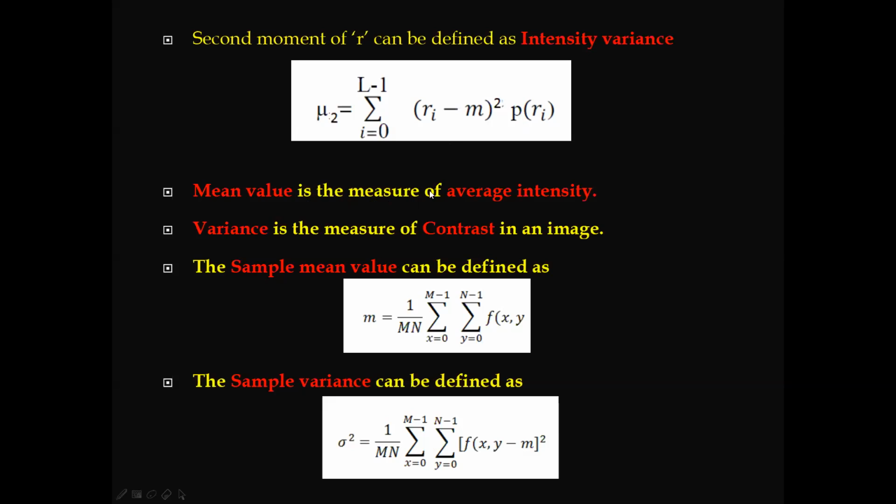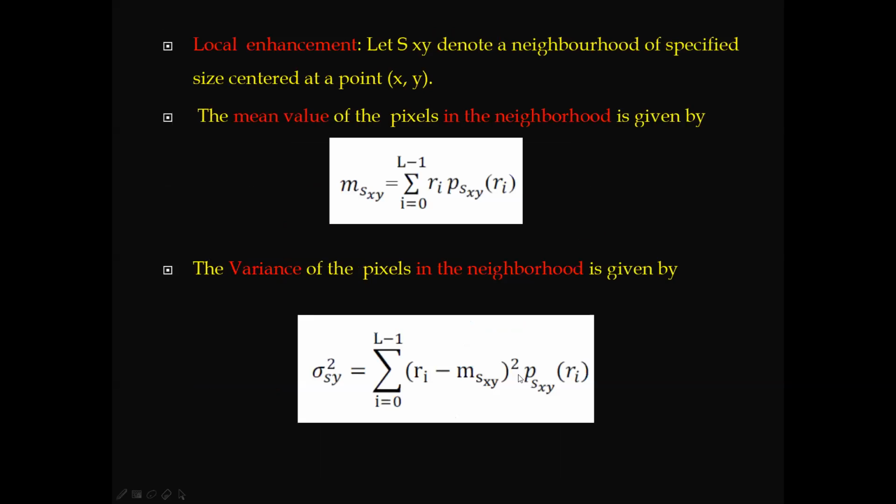The mean value is a measure of average intensity. Variance is a measure of contrast in the image. For a discrete image, the sample mean value is defined as small m equals 1 by mn summation x equals 0 to m minus 1, summation y equals 0 to n minus 1 of f of x comma y. Similarly, the sample variance sigma square equals 1 by mn summation x equals 0 to m minus 1, summation y equals 0 to n minus 1 of (f of x comma y minus m) whole square. So these are some of the histogram statistics.